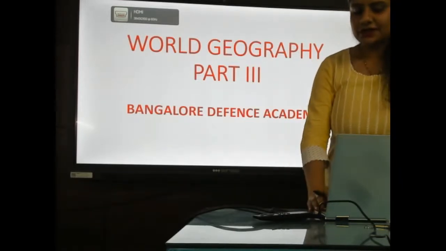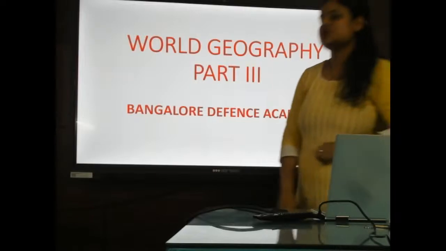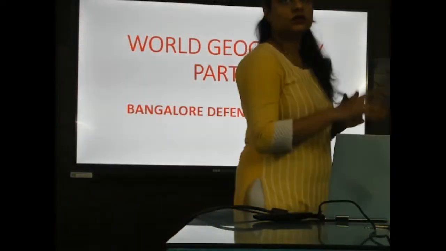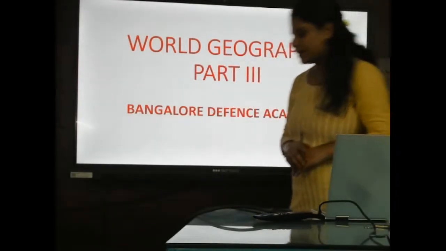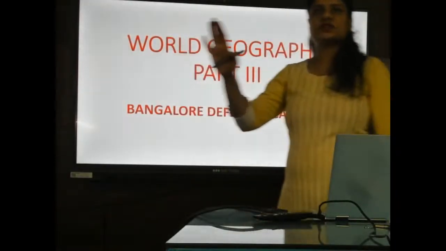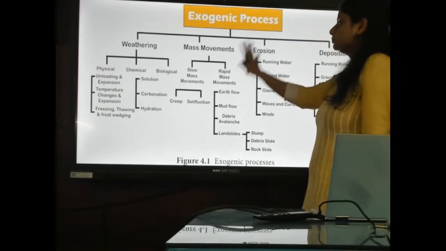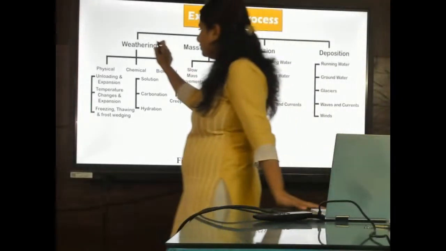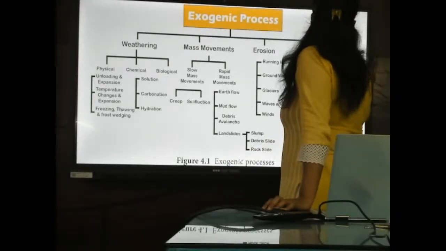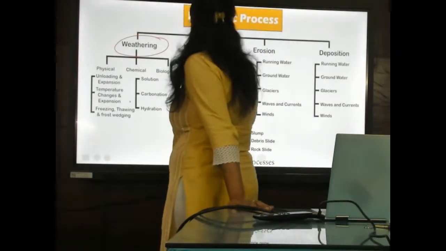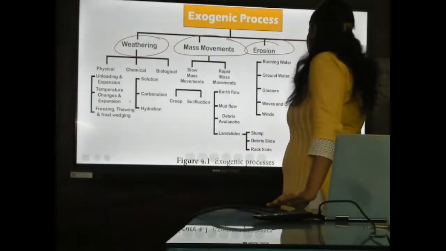In the first class of the second chapter you wrote a chart, endogenic and exogenic. Endogenic we have finished. Now we are going to move towards the exogenic. Here in the exogenic we have some processes: weathering, mass movement, erosion, and deposition.